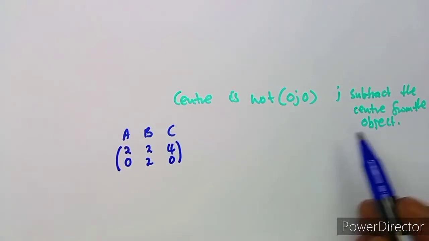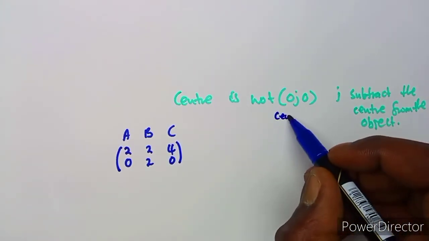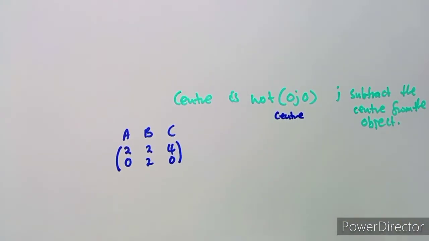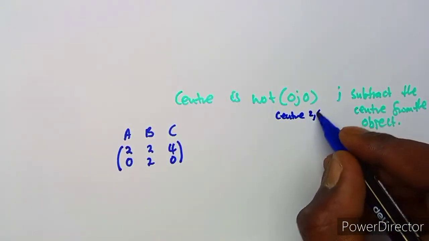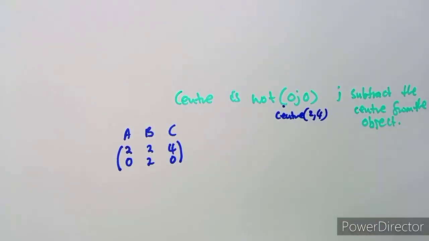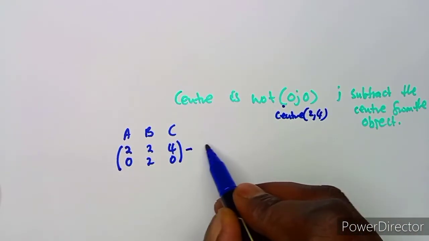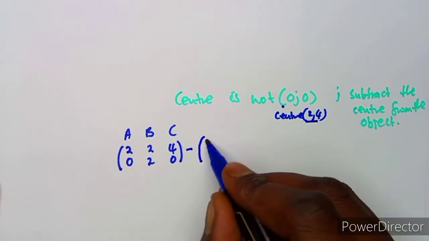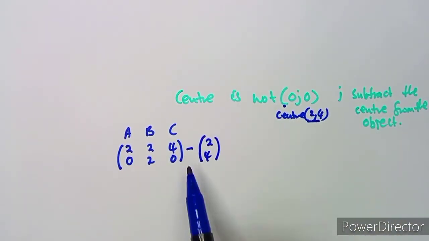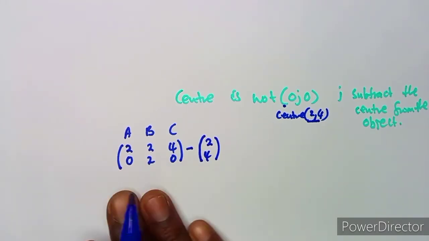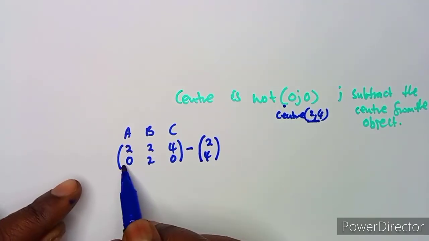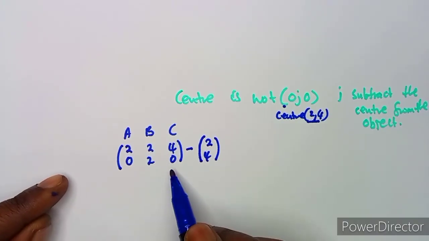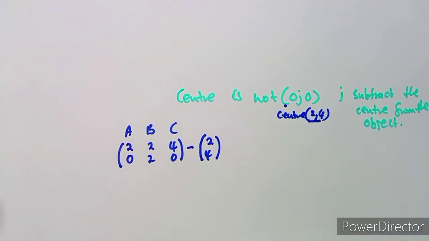You subtract the center, and our center in this case is 2 4. It's not 0 0, but it's now 2 4. So how do I subtract? I just write this as a matrix, like 2 4. But take note, you don't apply matrix rules here, because matrices say you can't subtract this. You are going to take it as subtracting point A, subtracting point B, subtracting point C. That is how you're going to visualize it.